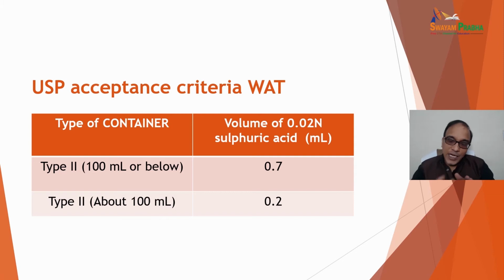For type 2, if the container is 100 ml or below, then the volume of 0.02 N sulfuric acid is 0.7 ml. For type 2, above 100 ml, it is 0.2 ml. So we have already mentioned that it is done for treated soda lime glass only. Okay. So if the capacity is 100 ml or below, then 0.7 ml is the limit, and if it is above 100 ml, then 0.2 ml is the limit.